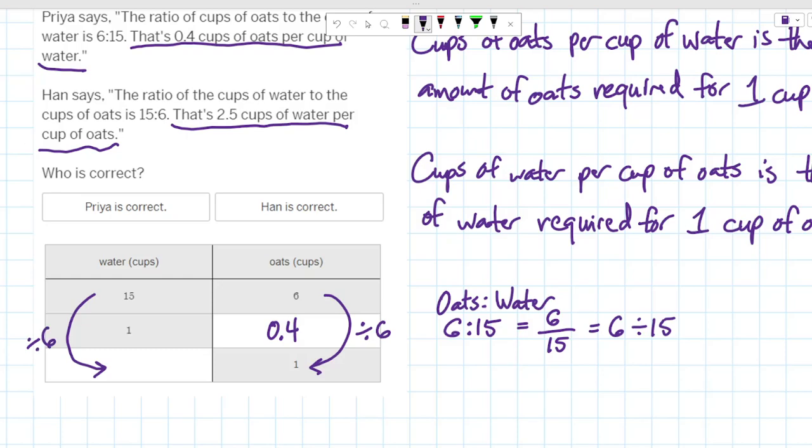And remember what Han said. Han said the ratio of cups of water to cups of oats is 15 to 6. So water to oats, he said 15 to 6. And we're going to see that this is similar to what we saw earlier, where we can write that ratio as a fraction. And that fraction we can actually write as a division expression. 15 divided by 6. So when you do 15 divided by 6 in your calculator, see what you get.